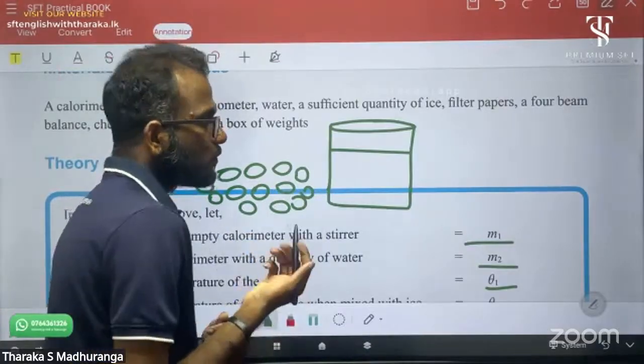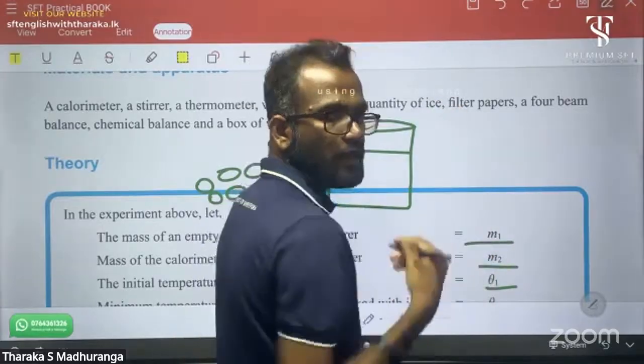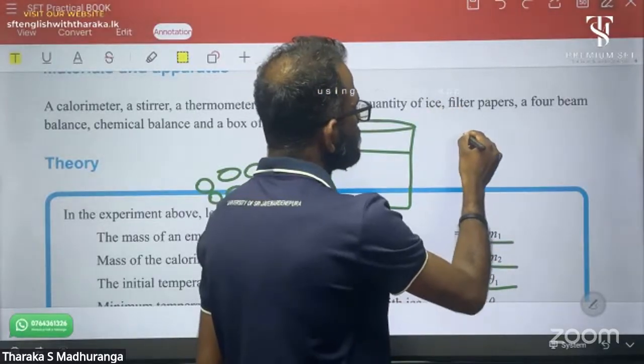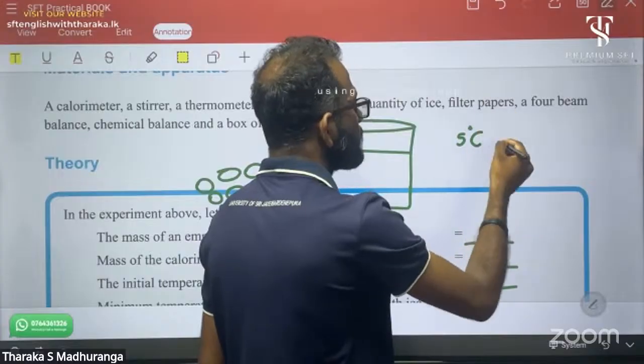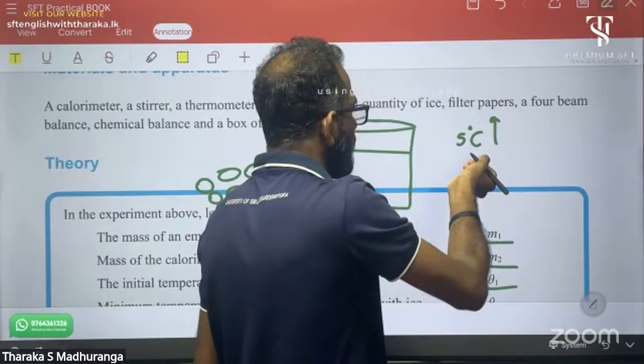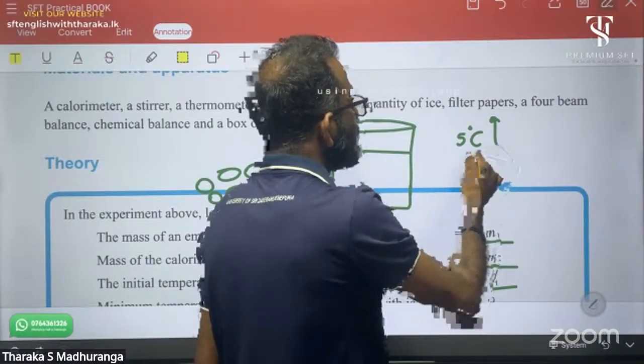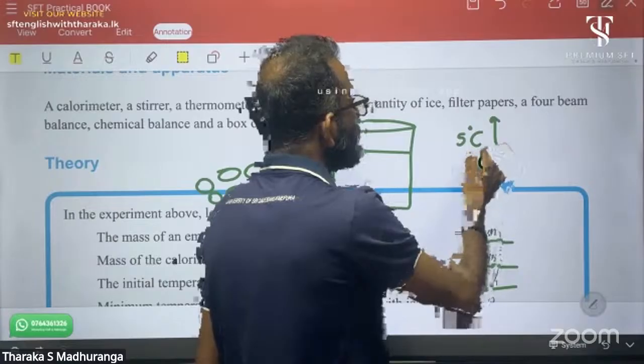That one is also better to avoid heat loss. We can increase the temperature, and then when we add ice, it decreases the temperature by 5 Celsius. Let's say theta 1 Celsius. Try to understand, right? That's the most important one.